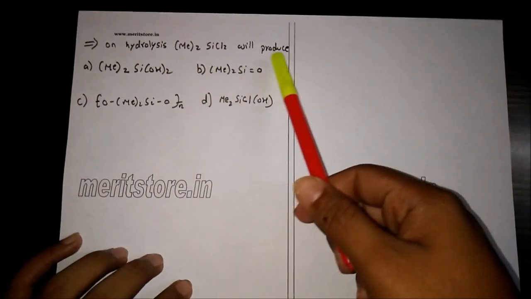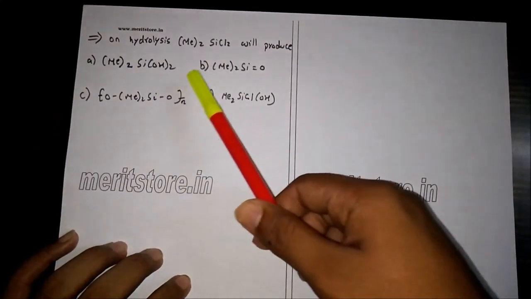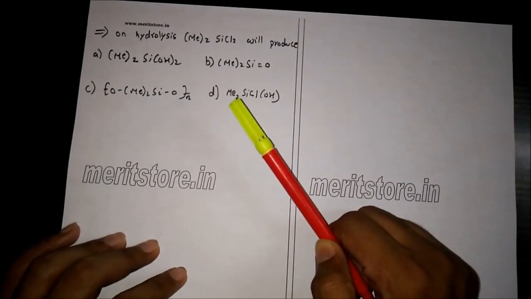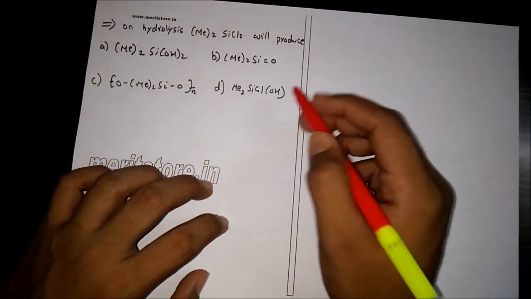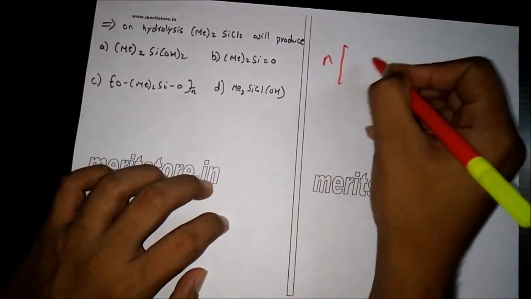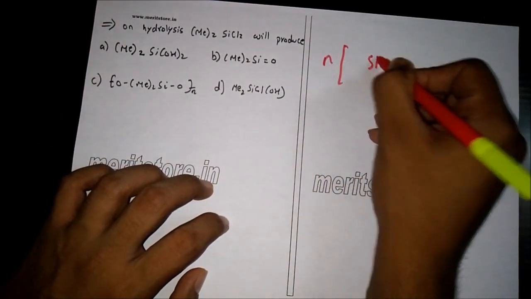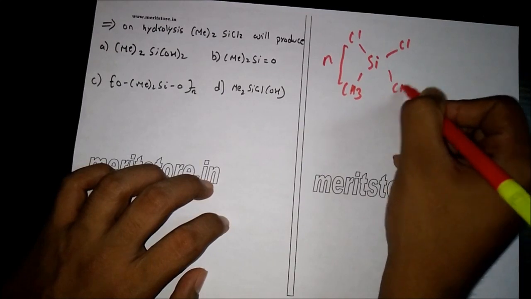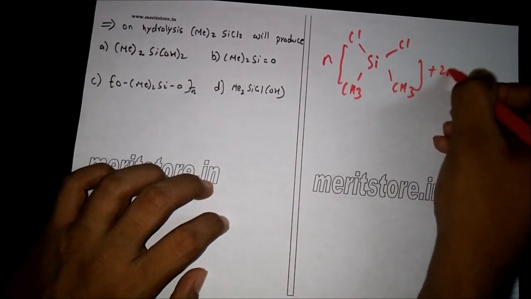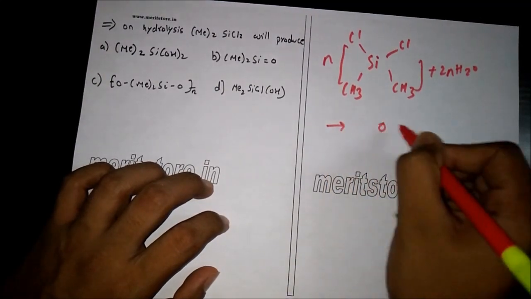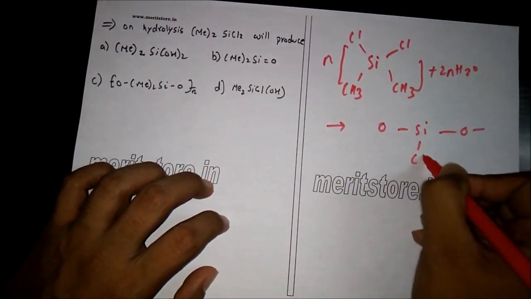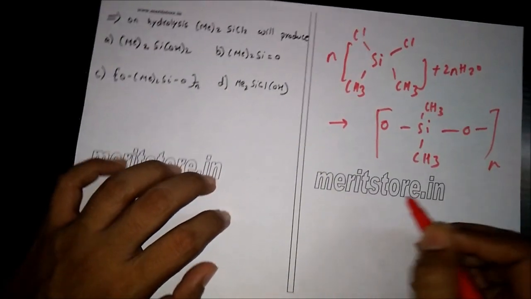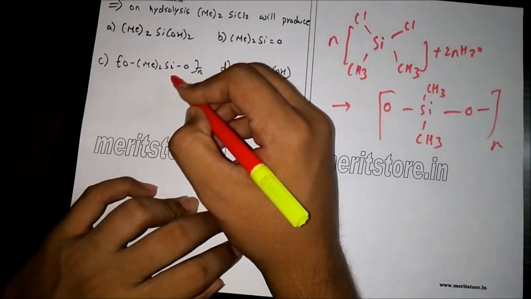Hydrolysis of Me2SiCl2 will produce Me2Si(OH)2, Me2Si=O, (Me2SiO)n, or Me2SiCl(OH). Now, when Me2SiCl2 undergoes hydrolysis, it produces (Me2SiO)n. Therefore, here the correct answer will be option C, (Me2SiO)n.